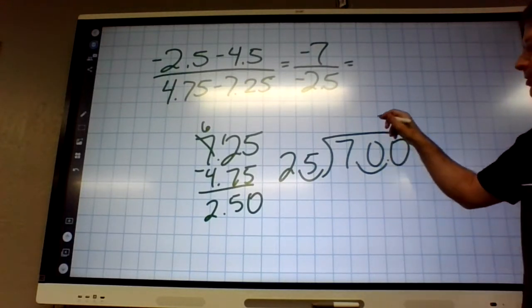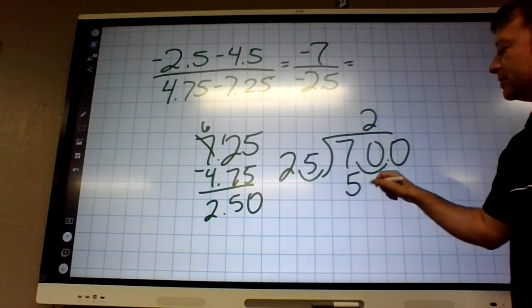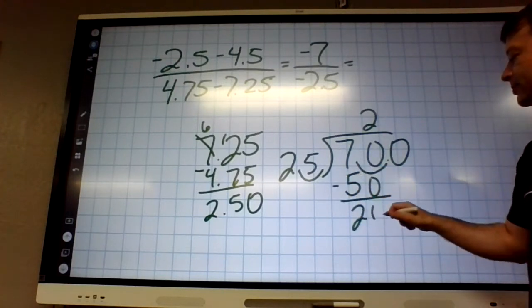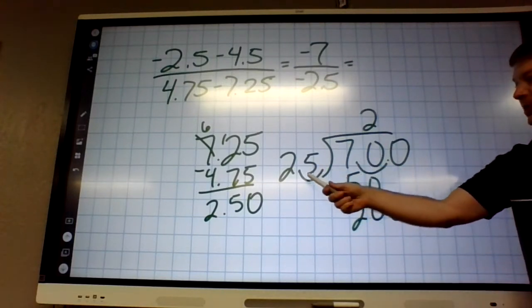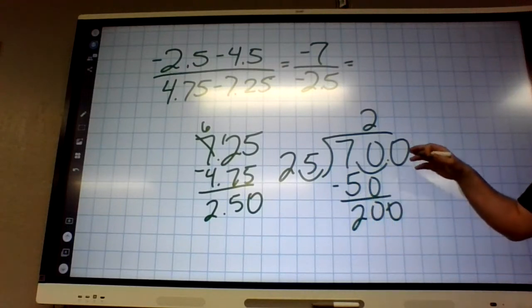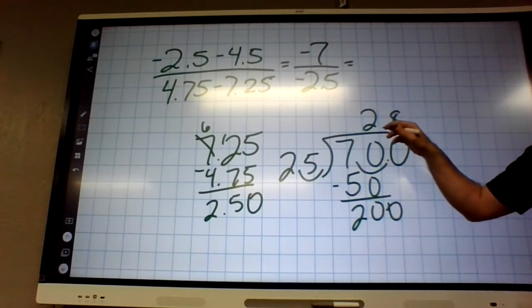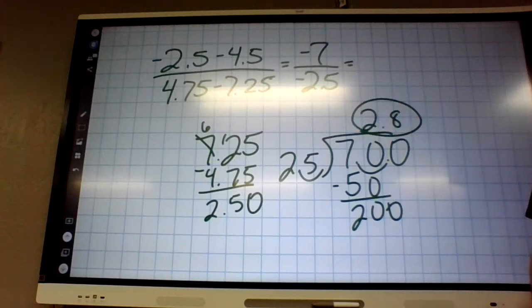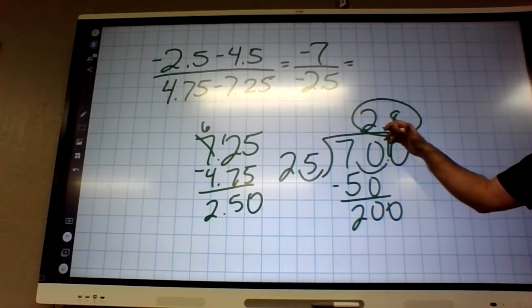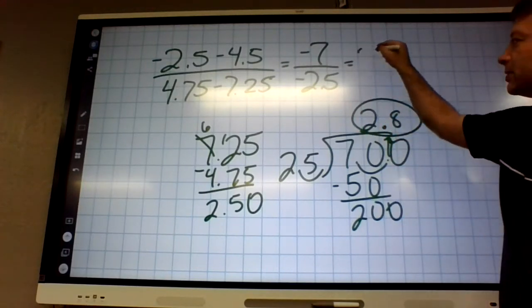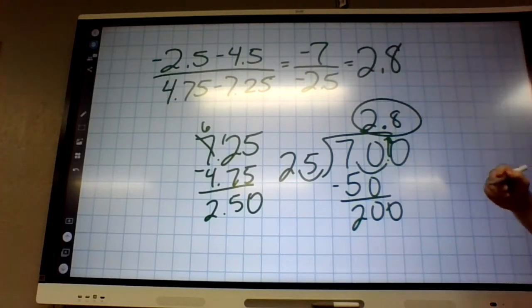How many times does 25 go into 70? 2, with one left over. Kind of a big pain to do without a calculator. How many times does 25 go into 200? 8 times. So you bring the decimal straight up, and it's 2.8. Now, no, it's positive. Negative divided by negative is positive. I didn't see the bottom.